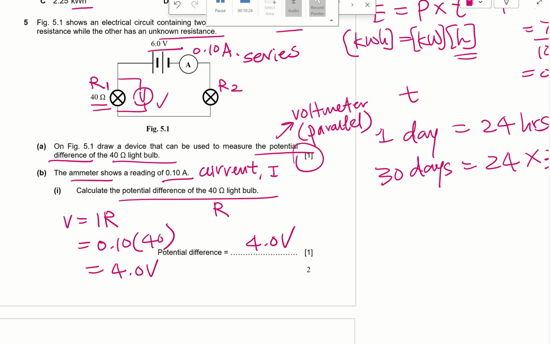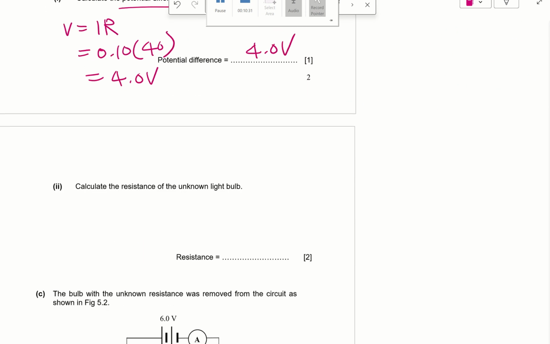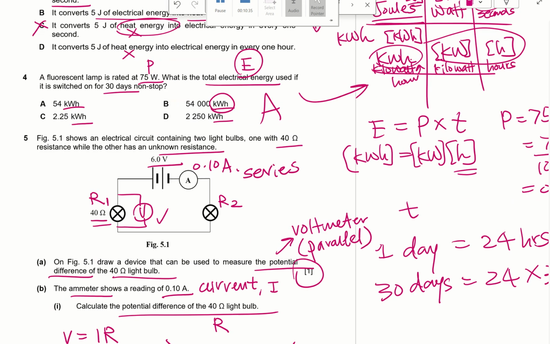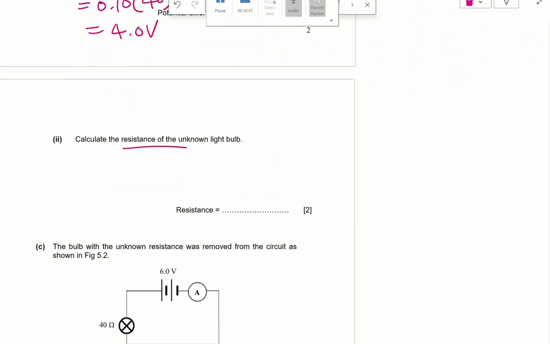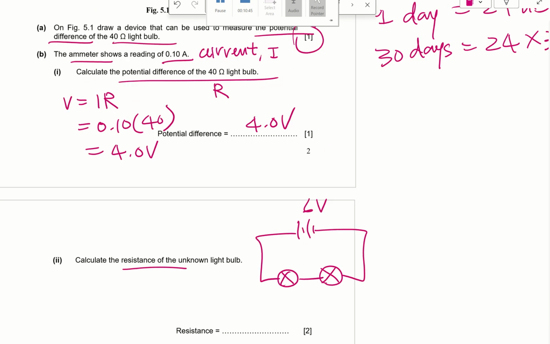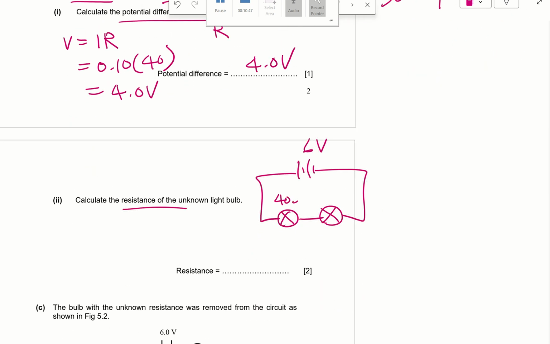4 volts, yeah? I'm thinking they may ask us to calculate the voltage across R2. Calculate the resistance. No, they want us to calculate the resistance of the unknown light bulb. So can I just redraw the circuit here so that it looks nicer, more familiar to you? So this is 6 volt. This is the 40 ohm light bulb. This is the R2 unknown.